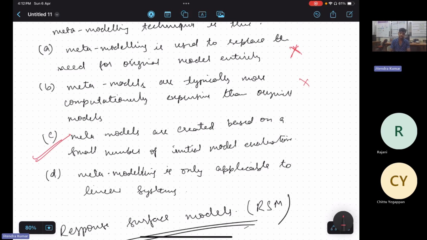Option D is meta modeling is only applicable to linear systems. All our machines are non-linear. So if it exists only for linear systems, then it cannot be useful to us, right? Yes, sir. So option D is wrong. Any doubt here? No, sir. Okay, then let's move to the next problem.